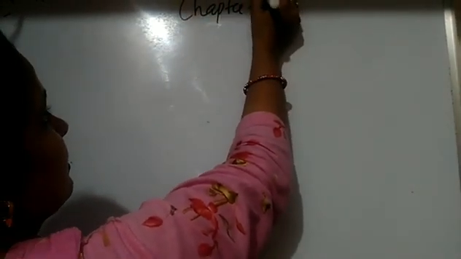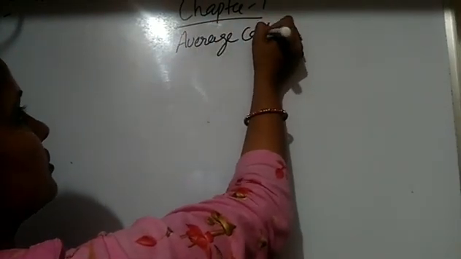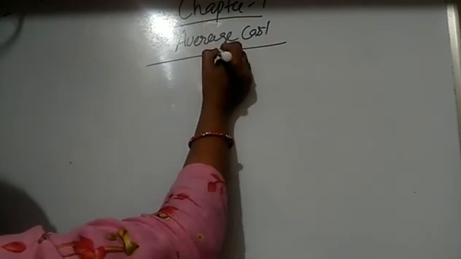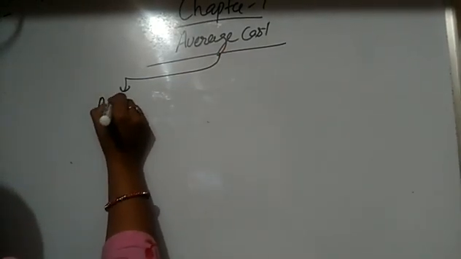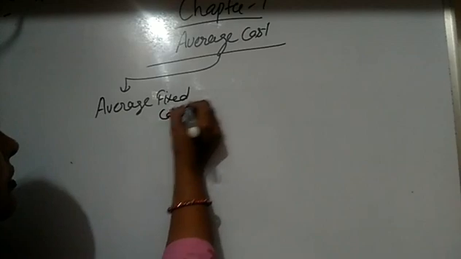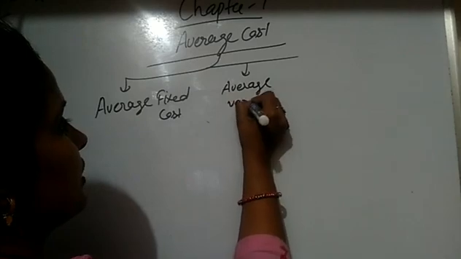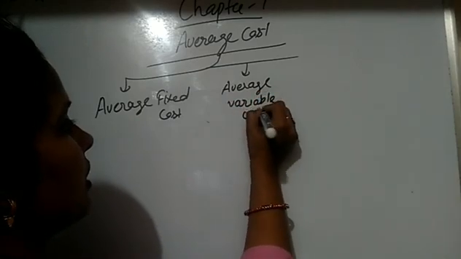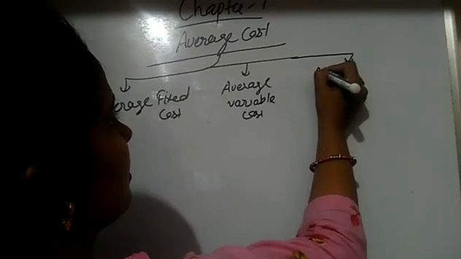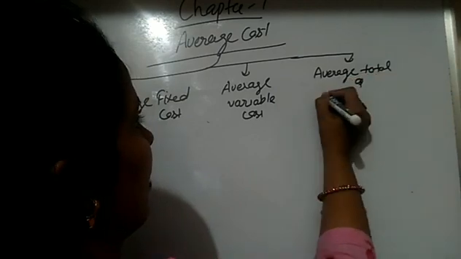So, chapter number 7 topic is average cost. Average cost. So, students, there are three types of average cost. First is average fixed cost, second is average variable cost, and third is average total cost or average cost.